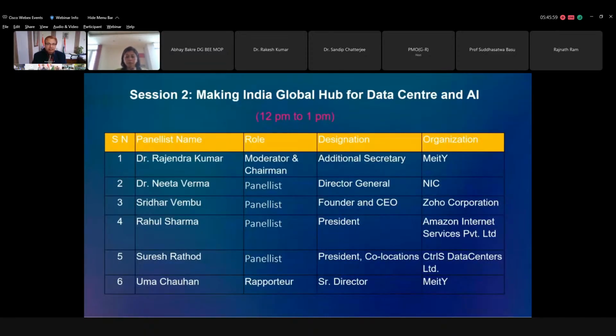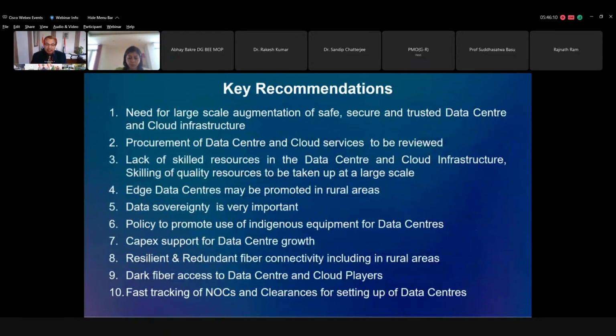In the second session, sir, the focus was on making India a global hub for data centers and AI. Again, we had an outstanding panel where the discussion was very focused on the support initiatives required for making India a global hub. So in this panel, sir, the key recommendations were as follows.